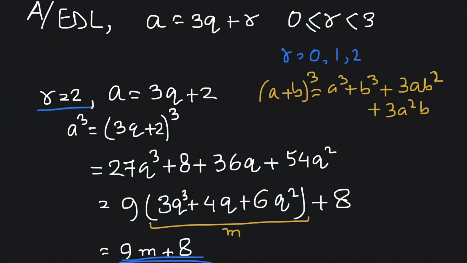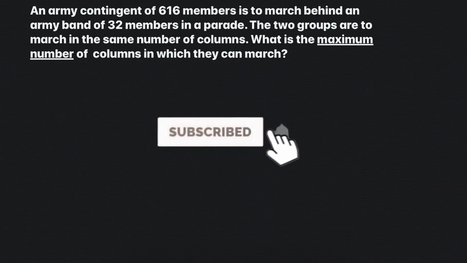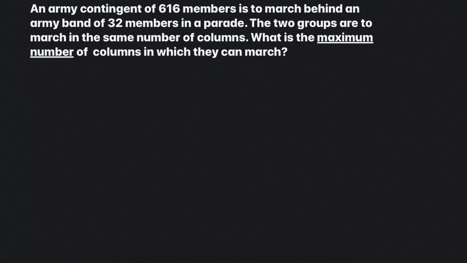If you put r is equal to 2, you can prove that 9m plus 8 is also a cubic form of an integer. Okay, so the last question of today's video is, an army contingent of 616 members is to march behind an army band of 32 members in a parade. The two groups are to march in the same number of columns. What is the maximum number of columns in which they can march? In this type of question, if you are asked to find the maximum, then you have to find the HCF of the given numbers.